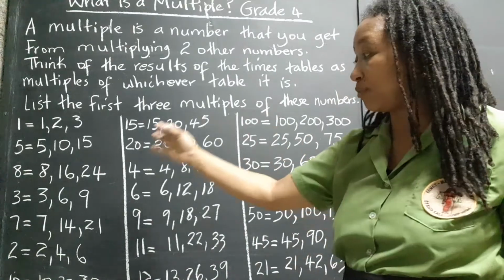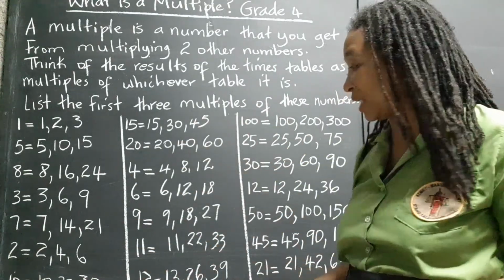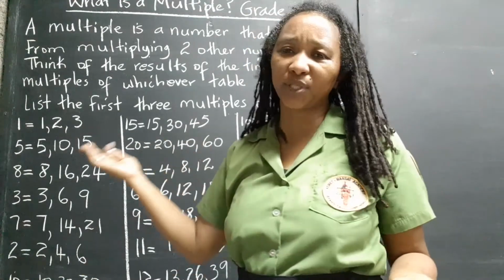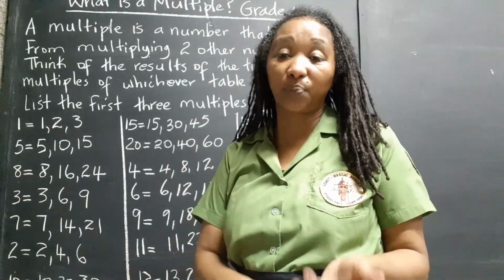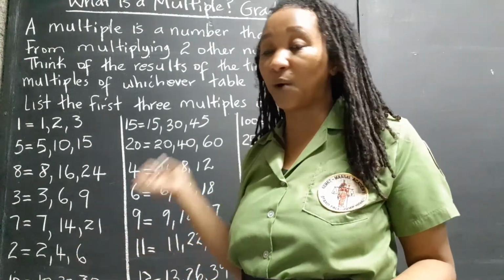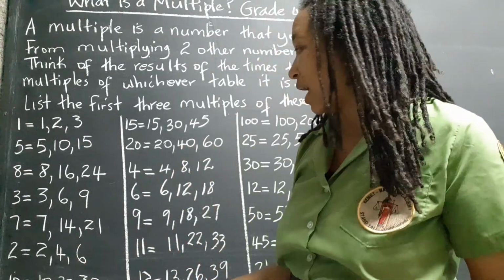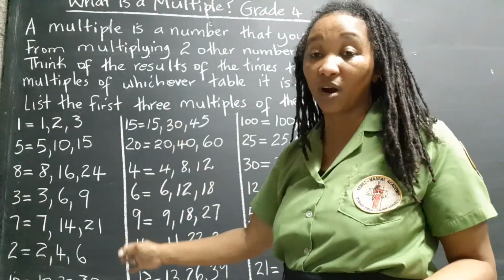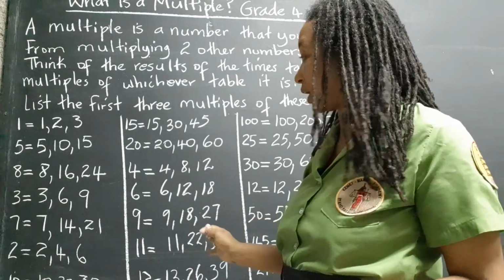So here we went through this and we did so many examples. We moved pretty quickly because this is simple stuff. They're just asking us to multiply by 1, multiply by 2, multiply by 3. First 3 multiples. And we did that, right? And you guys can always check to make sure that we got the correct results, okay?